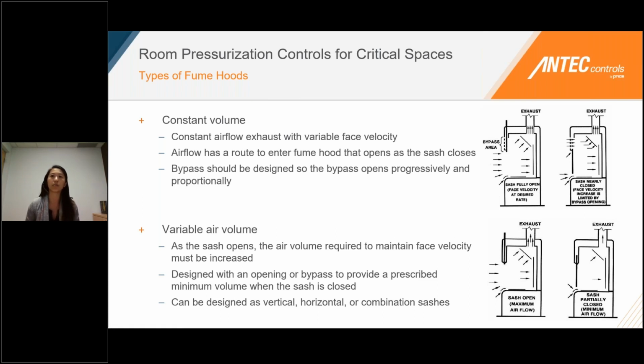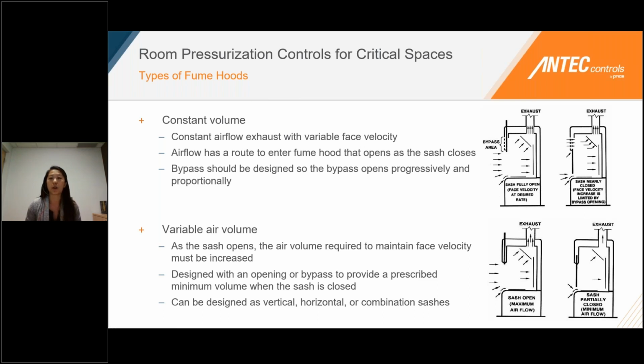So typically these fume hoods are designed so as the sash closes and opens, that opening or that bypass area opens and closes linearly or proportionally as well to make that a more accurate type of control.